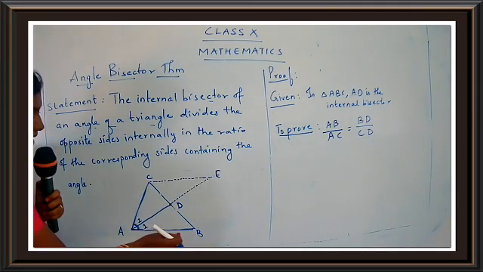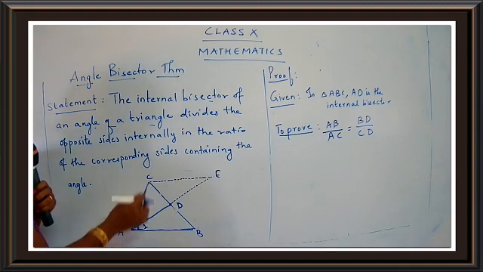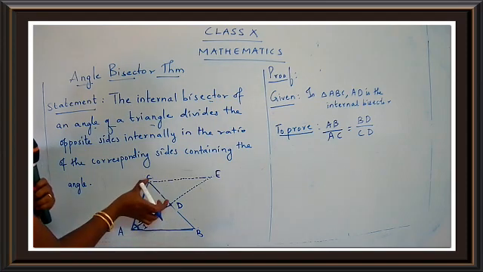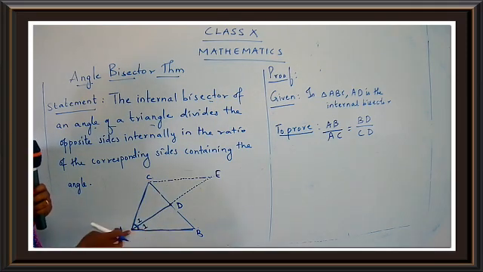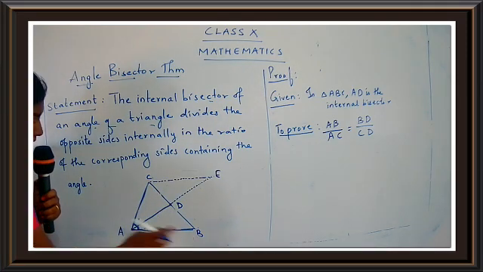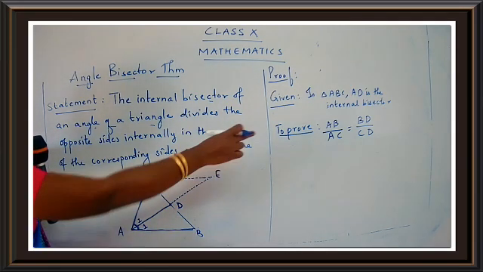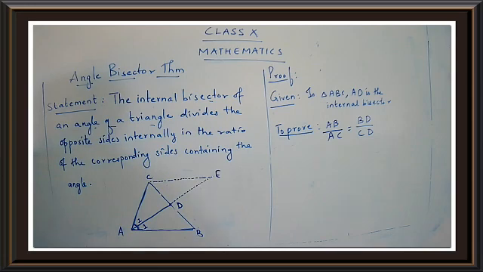So these are the sides containing the angle A and these are the opposite sides. That is BD and CD. Do not take CD upon BD, children. Be careful. You have taken from here AB and AC. So start from BD upon CD. That's what you go for the proof part. That is what we have to prove.